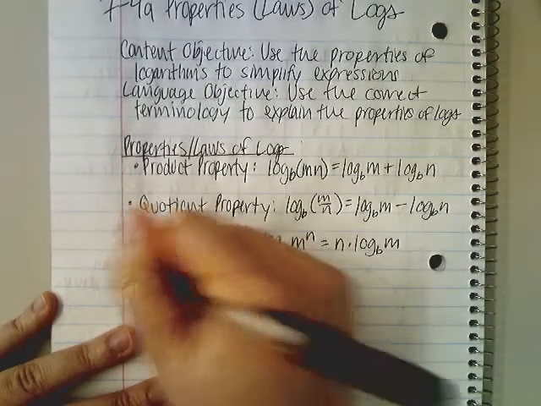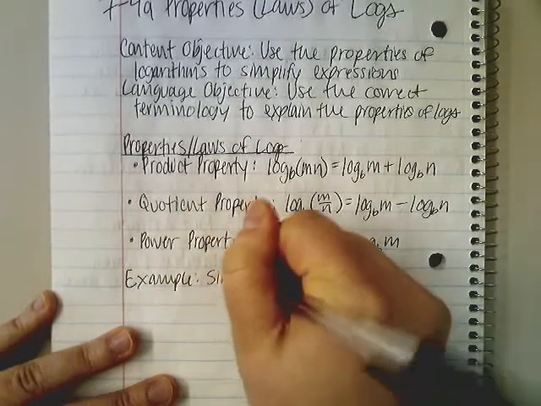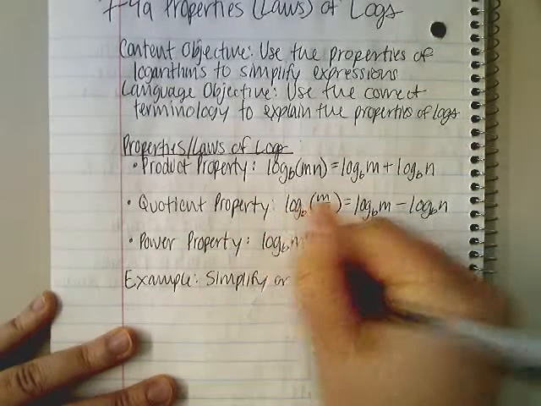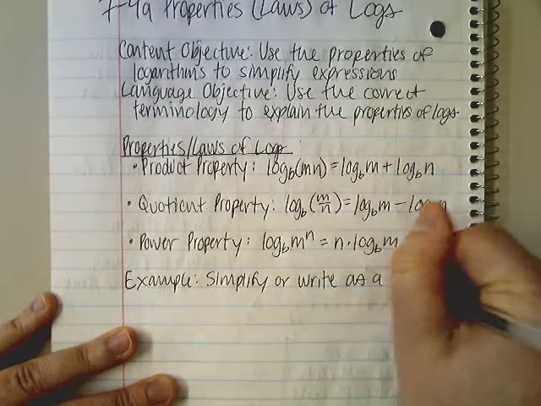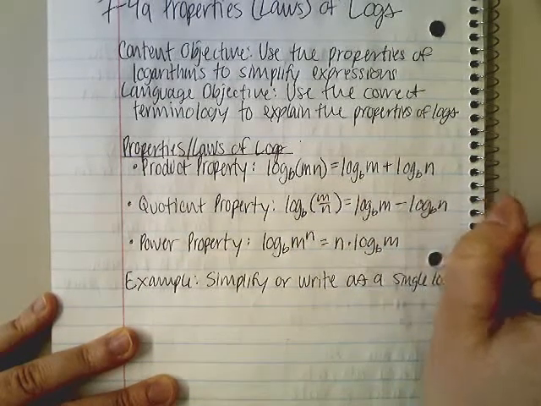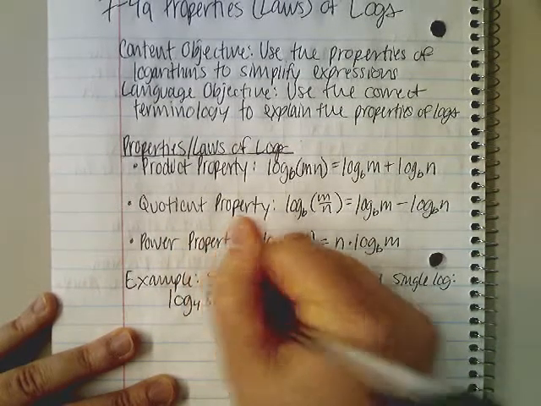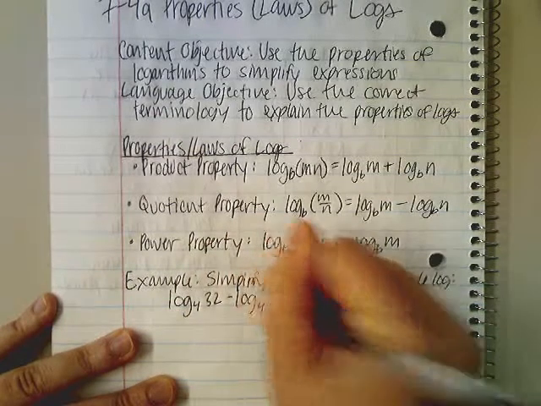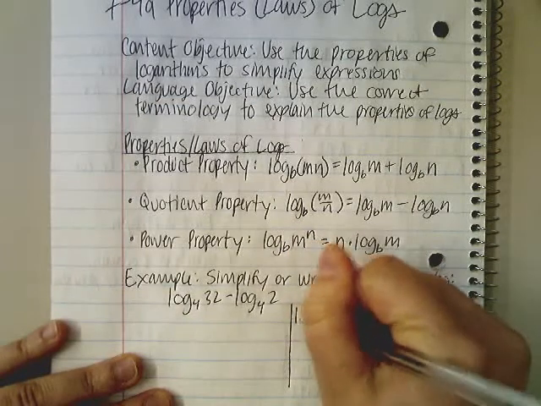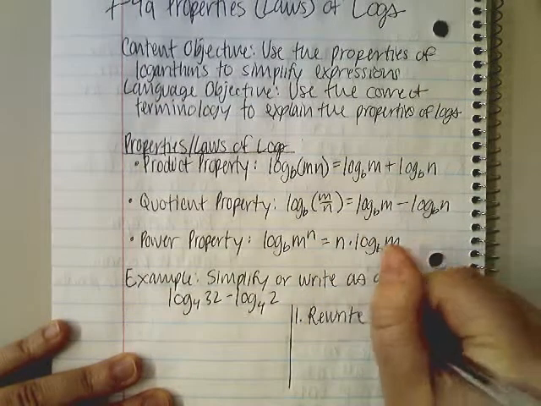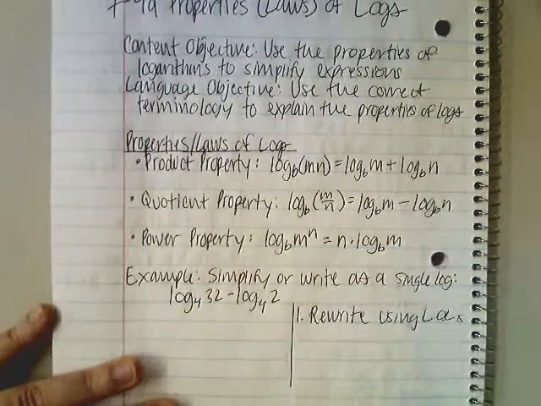Before we get into how we're going to use that to solve, we'll do that in our next lesson. We're going to talk about how to simplify using these new properties or laws. So we're going to simplify or write as a single log log base 4 of 32 minus log base 4 of 2. So our first step here, we're going to rewrite using the laws of logs, or properties of logs. I'm going to abbreviate them to LOLs, laws of logs.